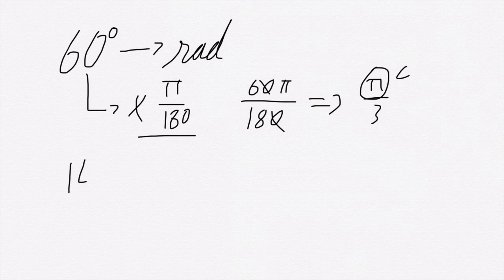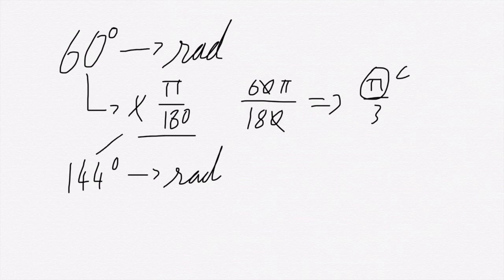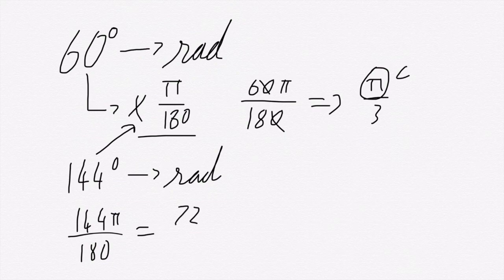Let's take 144 degrees to radians. Okay, same thing. If we multiply this by that, what we'll end up getting is 144 pi over 180. Now this is a bit hard to work out. What I did first is I halved it, which gives us 72 over 90. Don't forget the pi on there.